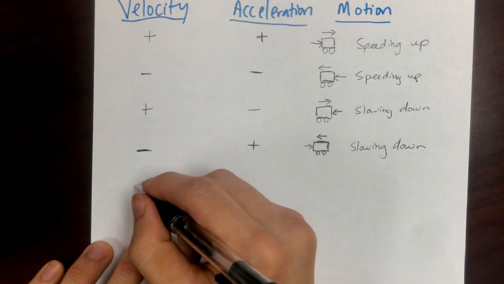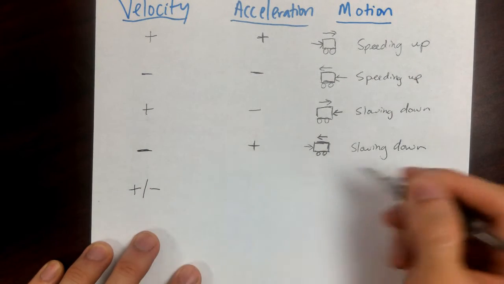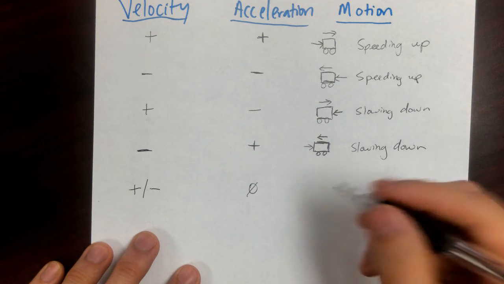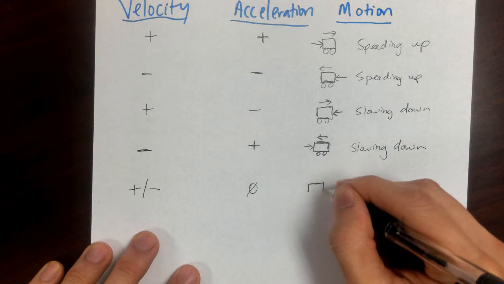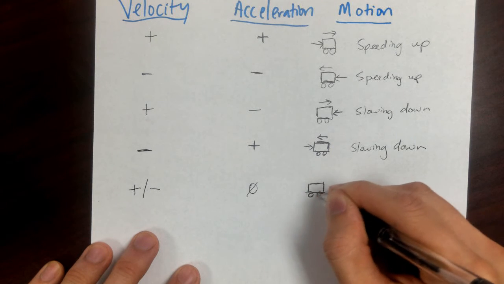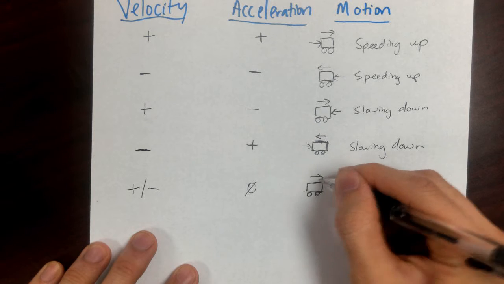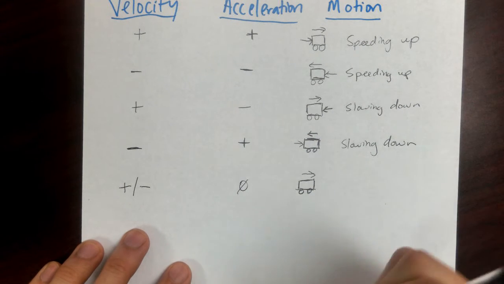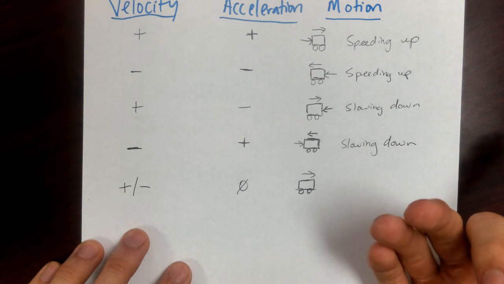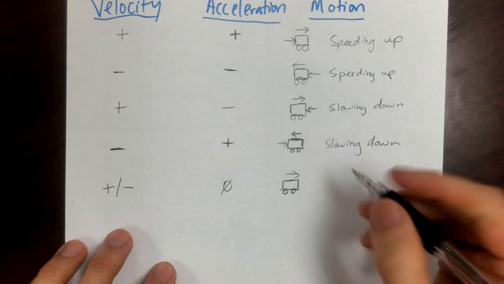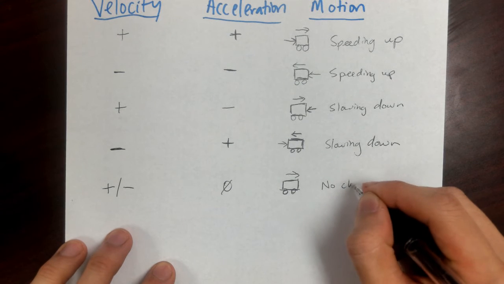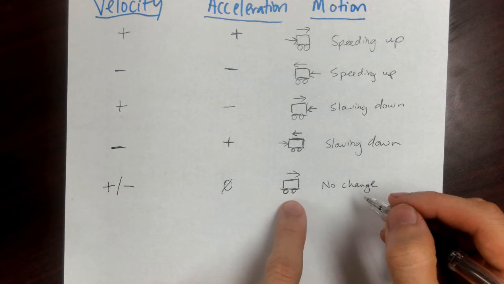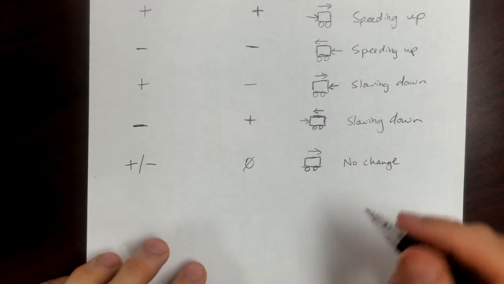What if velocity is plus or minus, doesn't matter, and acceleration is 0? I have a car that's driving, but acceleration is 0. So is anything pushing on it? Is it slowing down or speeding up? No, there is no change. We'll see later in physics, this is inertia: an object in motion stays in motion.